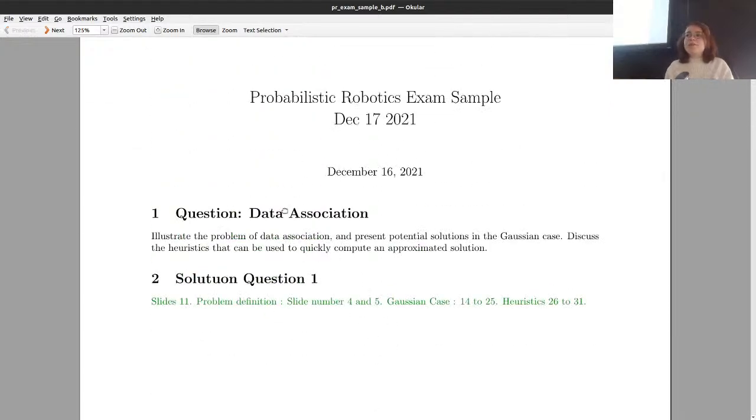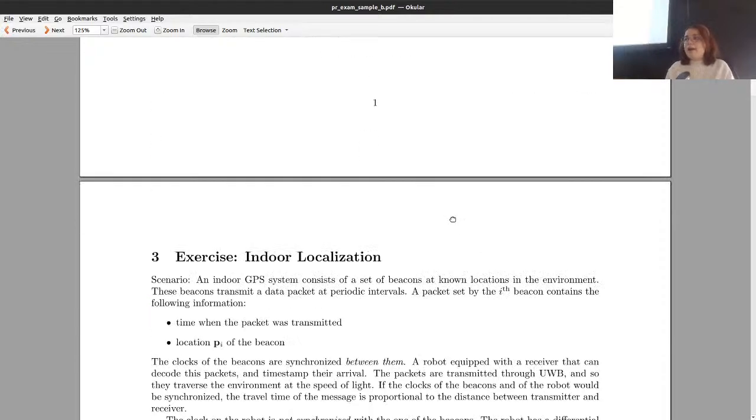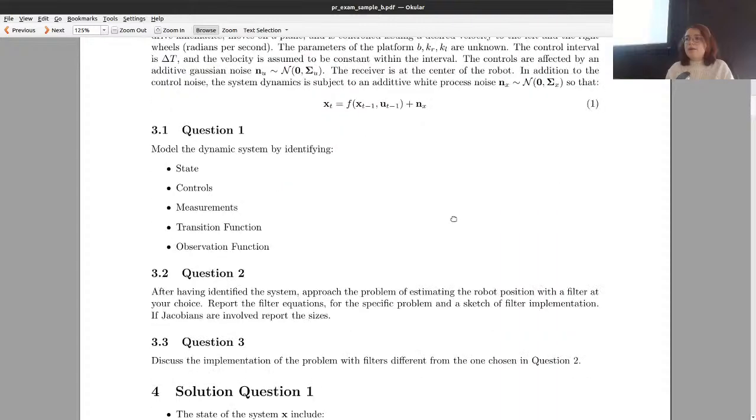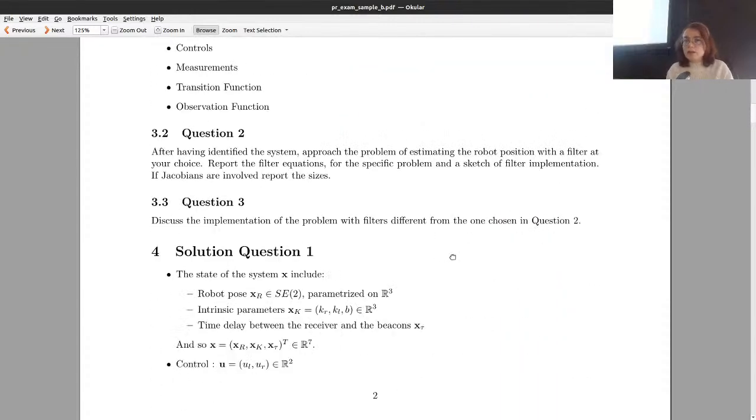Then this is an example of a theoretical question, and it's data association. Try to answer also this question and to imagine other questions that we might ask from the theory. So I would say that we can close here, because it's already past one.